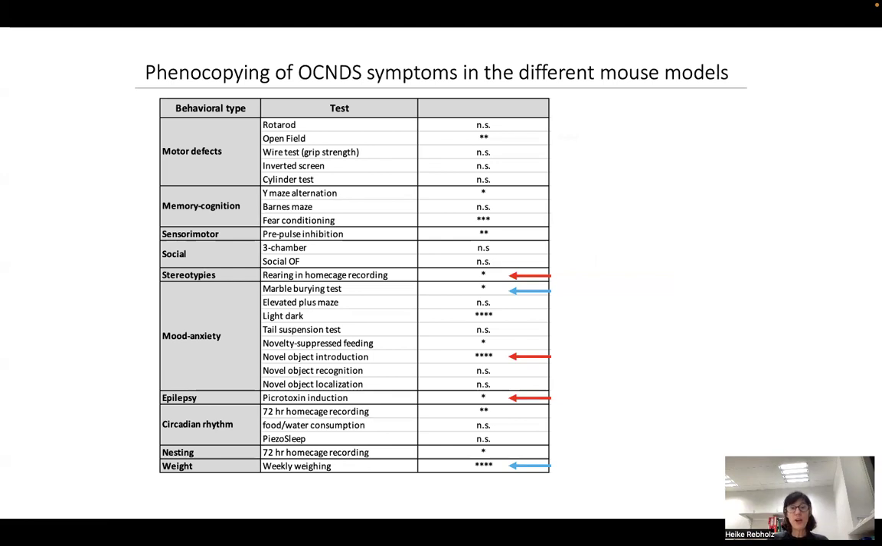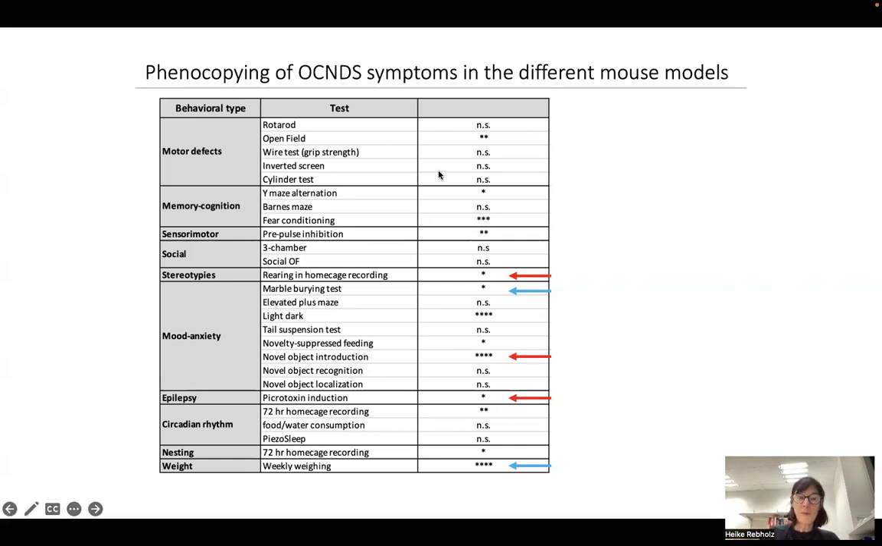So we have aimed, or we are continuing to try and find behaviors that we can test in the mice that have relevance to OCNDS phenotypes, OCNDS symptoms. And we have tested tests or paradigms in the field of motor defects, in the field of cognition, in the field of sociability, in the field of these tics or stereotypies, in the field of mood states, epilepsy, and so on.